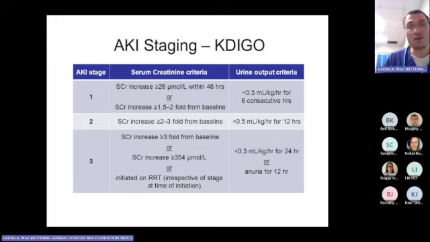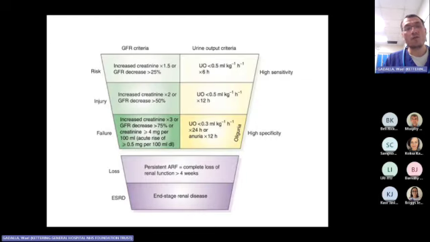Another classification is RIFLE. In RIFLE, we take risk of kidney injury, and then failure, so these are the same as the KDIGO classification. And in the RIFLE criteria, we add loss, which is persistent acute renal failure or complete loss of renal function for more than 4 weeks, and end-stage renal failure when the kidney is not functioning for more than 3 or 4 months.